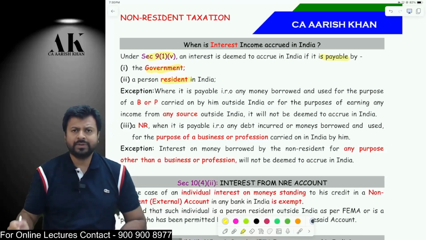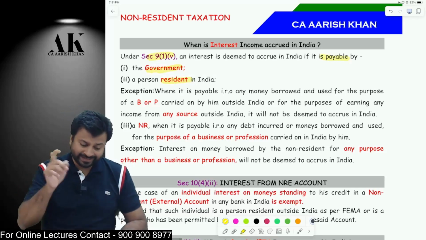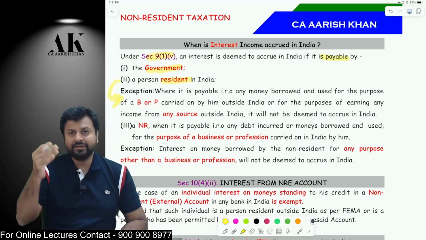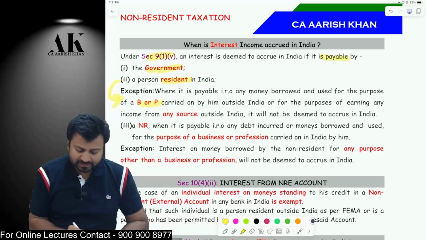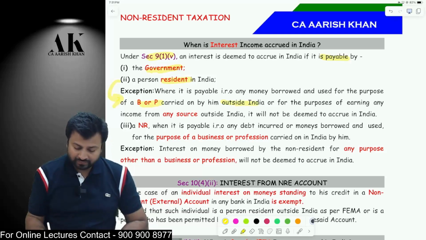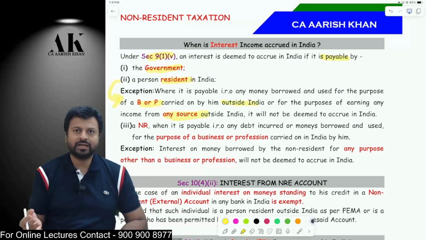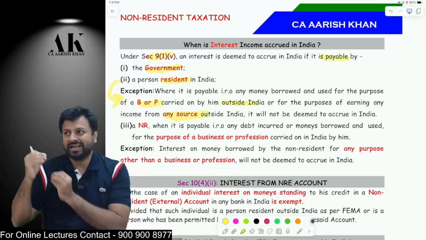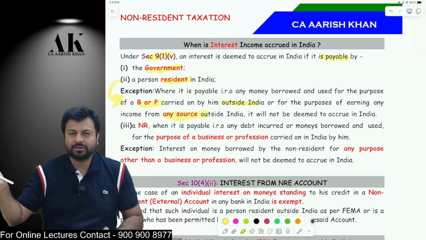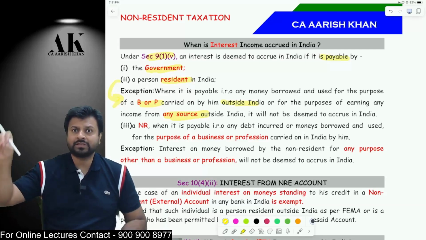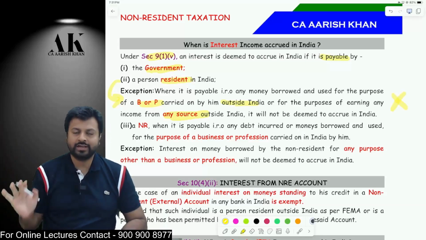Okay. Then if it is payable by a resident, then also it is accrued in India. But in case of a resident, there is an exception: if the resident has taken a loan for the purpose of business and profession outside India or for other purposes outside India. So if I have taken a loan and I use that money outside India, say in Sri Lanka, for business and profession, or for other purposes outside India, then it is not deemed to accrue or arise in India. Okay, be very careful.